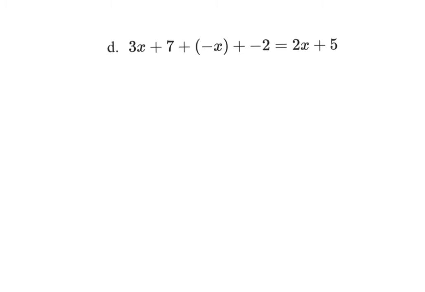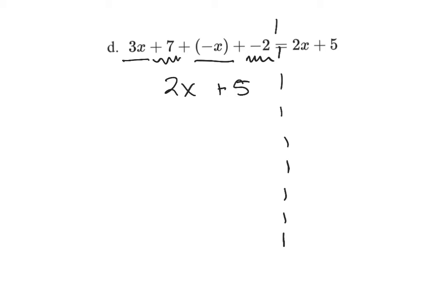Looking at the next problem, we're going to go through the same steps. Make sure we divide our page in half. There's no distributive property, so we can skip that step. There is combine like terms over here on the left side. We have a 3x and a minus x. 3 minus 1 ends up being 2x. And then we have plus 7, -2, which puts us at 5. On the right side, we have 2x plus 5.